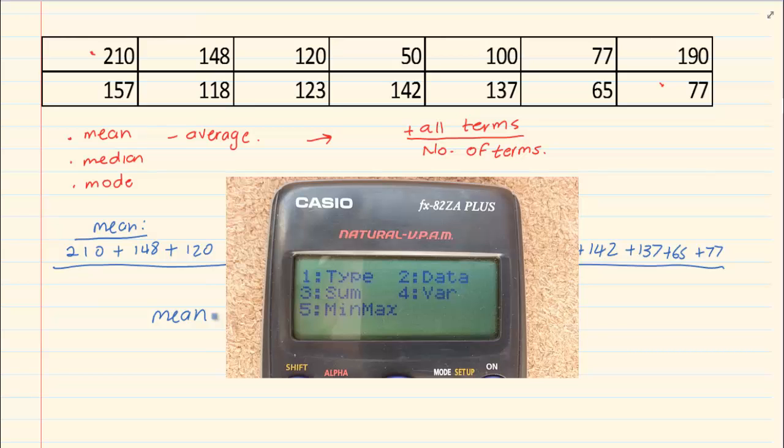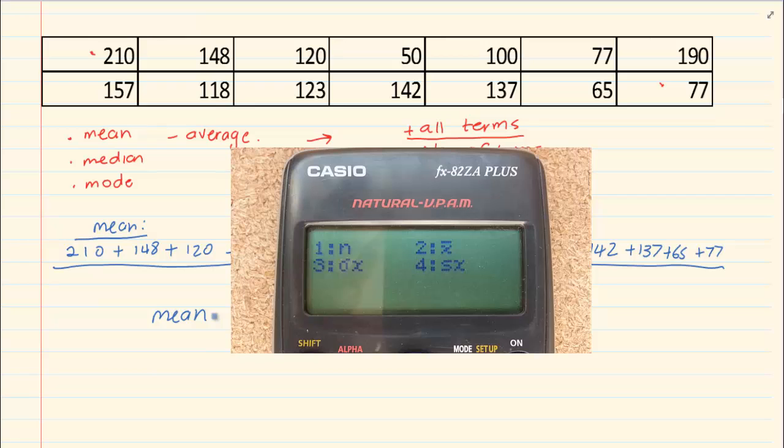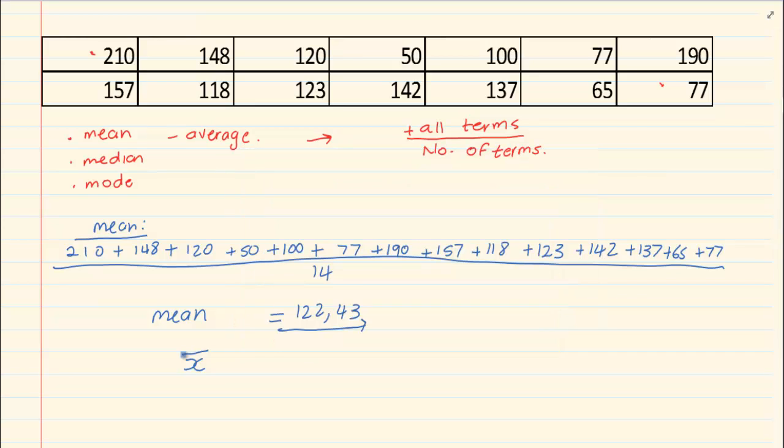We are going to press 4. Now it says 1, 2, 3, 4 and it gives you a few options. The option we're looking for is the x with the line. On the FX82ZA it is number 2. So you press 2 equal to and your answer will again be 122,43. It is advisable that you learn the calculator method because later when we start doing frequency tables, you need the calculator. Okay, now let's go on to median and mode.